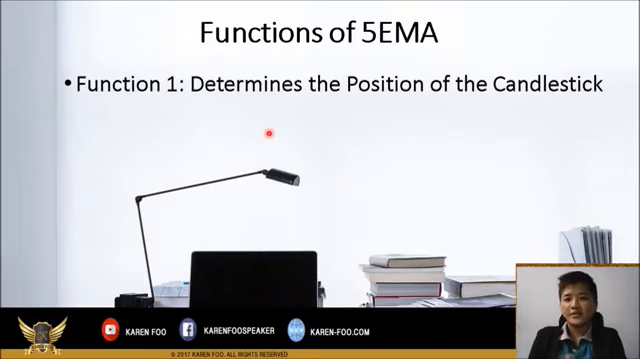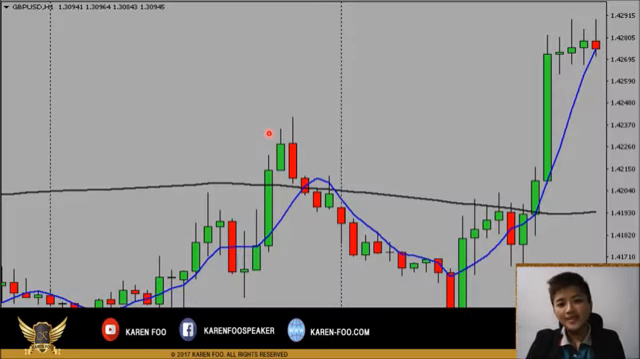Of course, different people use the 5 EMA for different purposes, but personally, I use it to determine the position of the candlestick. Now what do I mean by that? When we look at a candlestick's position, on the surface it might look like it is at one place, but in real fact it's actually somewhere else. Let me give you an example.